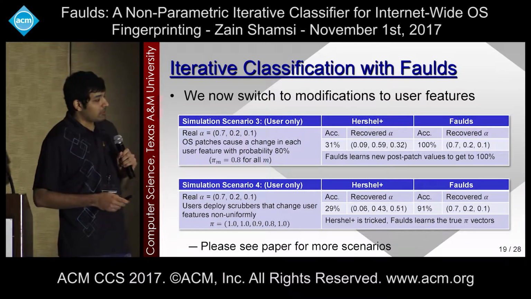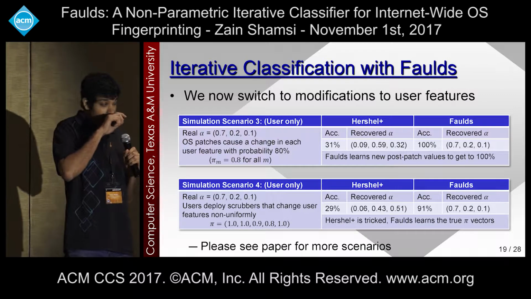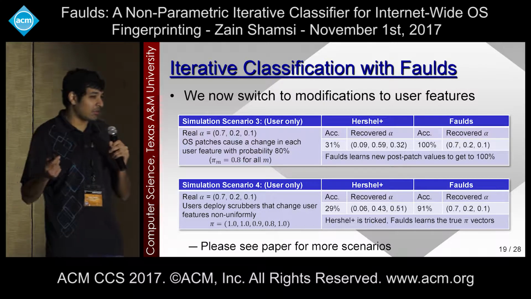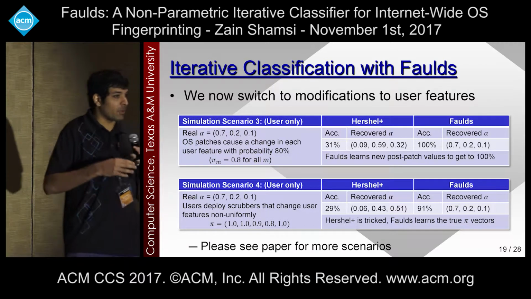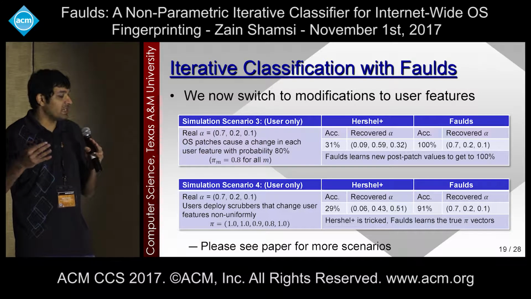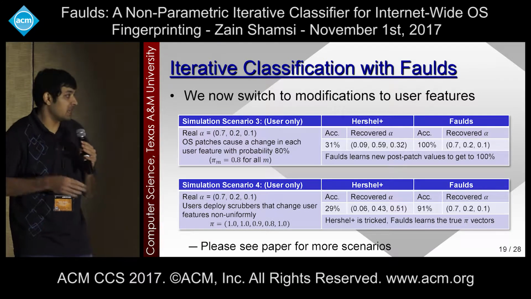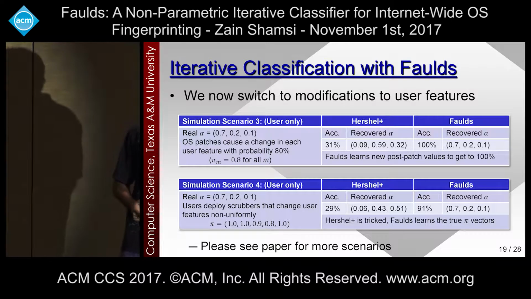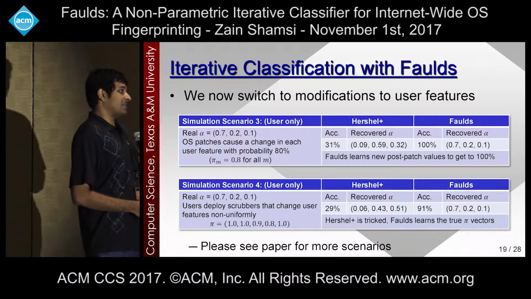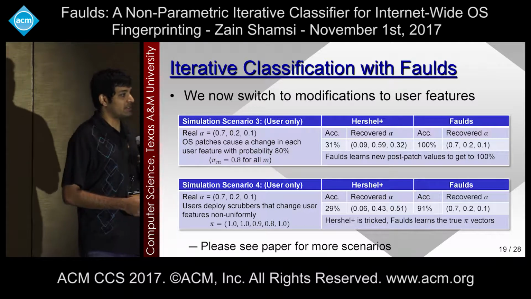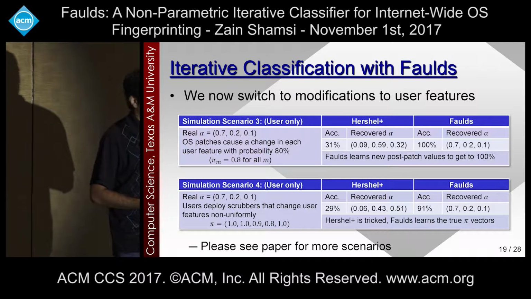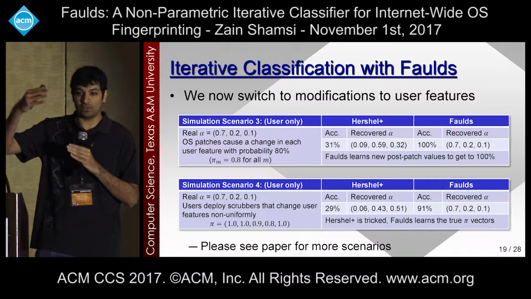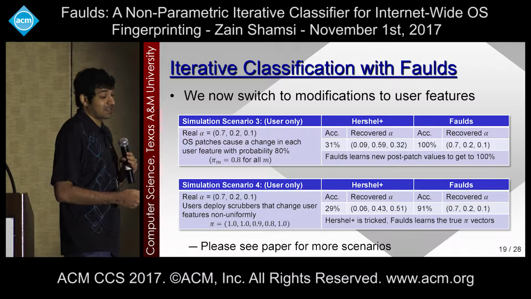So the next thing we look at is user features. In this scenario, we change our alpha to 70, 20, and 10%. And we say, okay, in this network, there were a bunch of OS patches deployed that went and changed the user features of each OS to another fixed value with 80% probability. And this causes problems for Herschel Plus because it does not know what those new values are. So its accuracy lowers down to 31%, and the alphas are also wrong. Whereas Faulds, interestingly, learns what those new values of those OSs are for those features, and actually is able to recover 100%.